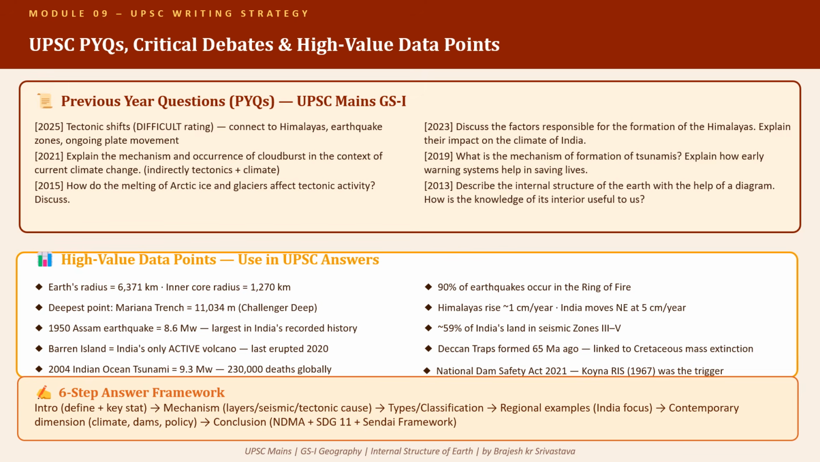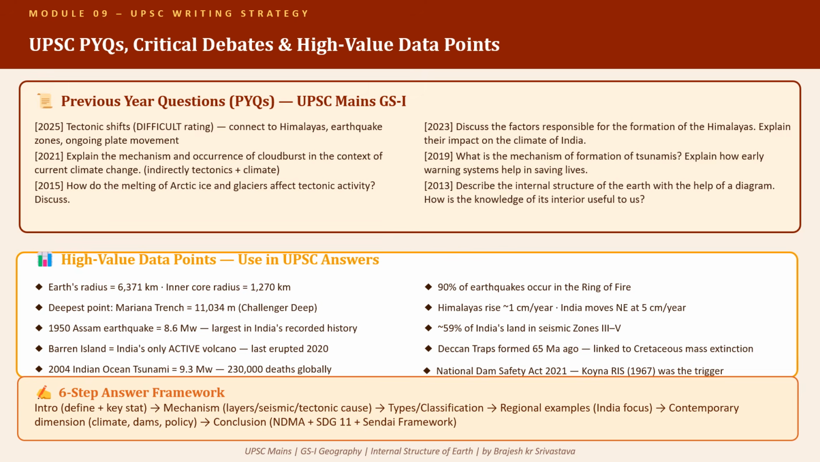Now the high value data points in the middle section. These 10 facts should be memorized and deployed in your answers. Earth's radius is 6,371 kilometers. Inner core radius is 1,270 kilometers. 90% of earthquakes in the Ring of Fire. Mariana Trench is 11,034 meters, the deepest point on Earth. Himalayas rise 1 centimeter per year. India moves northeast at 5 centimeters per year.